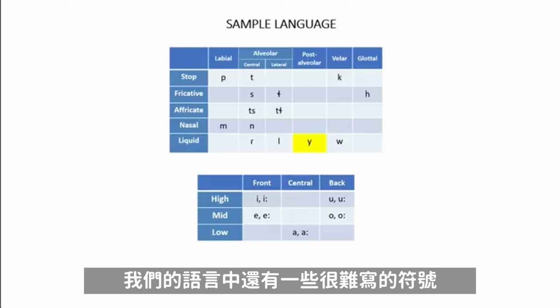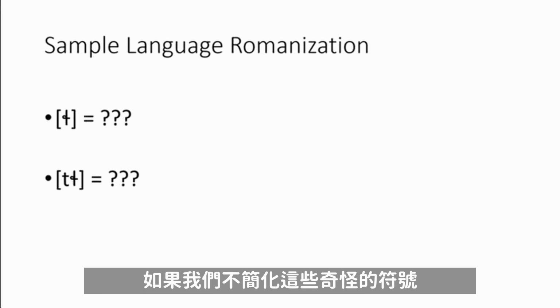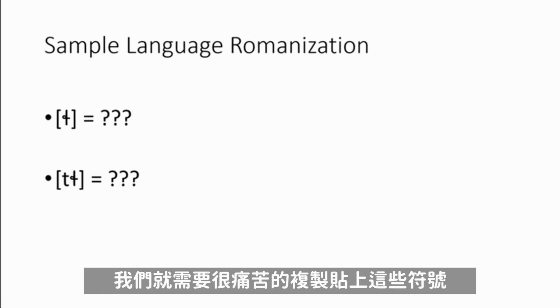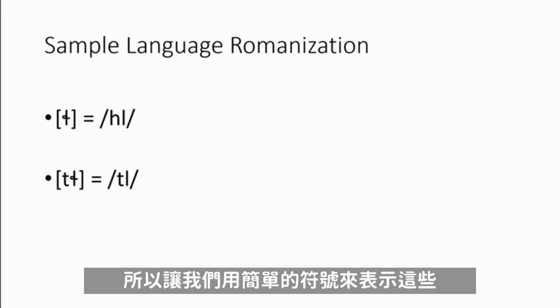Other than that, the only sounds our language has that are a bit unwieldy to write down in the IPA are the lateral fricative and affricate. Most readers would have no idea what sound to make for these symbols, and it would be a real pain to have to look up and copy and paste these symbols every time we wanted to use them. Instead, let's simply represent them with HL and TL respectively.